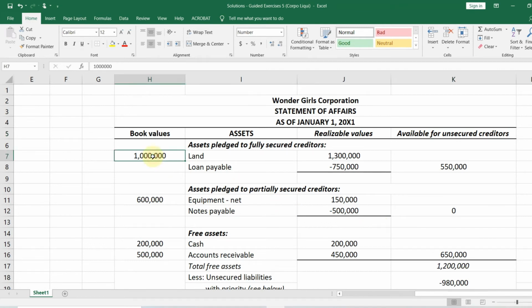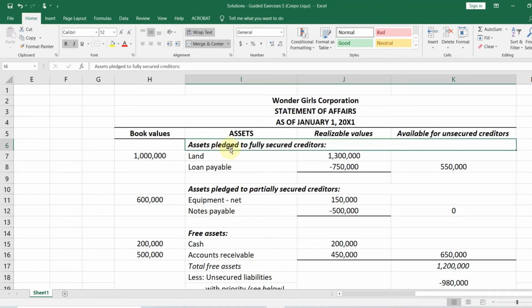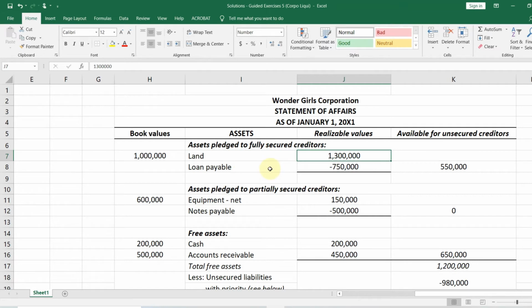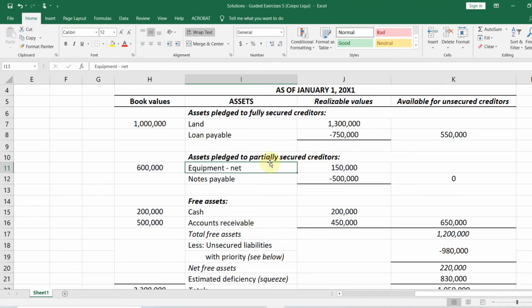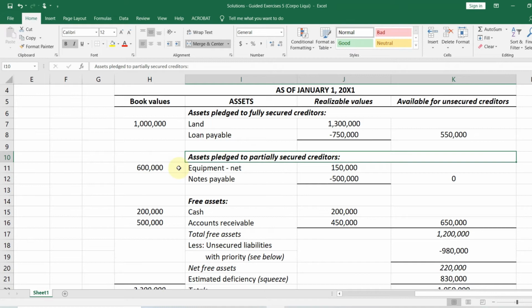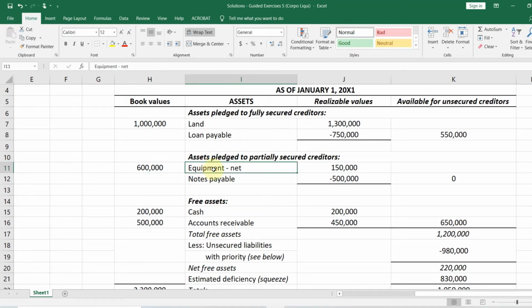Okay, so book value of the land given naman 1 million. Okay, so this is your assets pledged to fully secured creditors. So, you just put the land, the realizable value, yung related liability, kung saan siya naka-pledge, okay, 750,000. And then, you just deduct. You get available for unsecured creditors na 550. This was computed earlier. Then, you follow it by assets pledged to partially secured creditors. Okay, you input the book value of the equipment, and then the realizable value at 150. The notes payable, valued at 500,000. Okay, walang available for unsecured creditors.